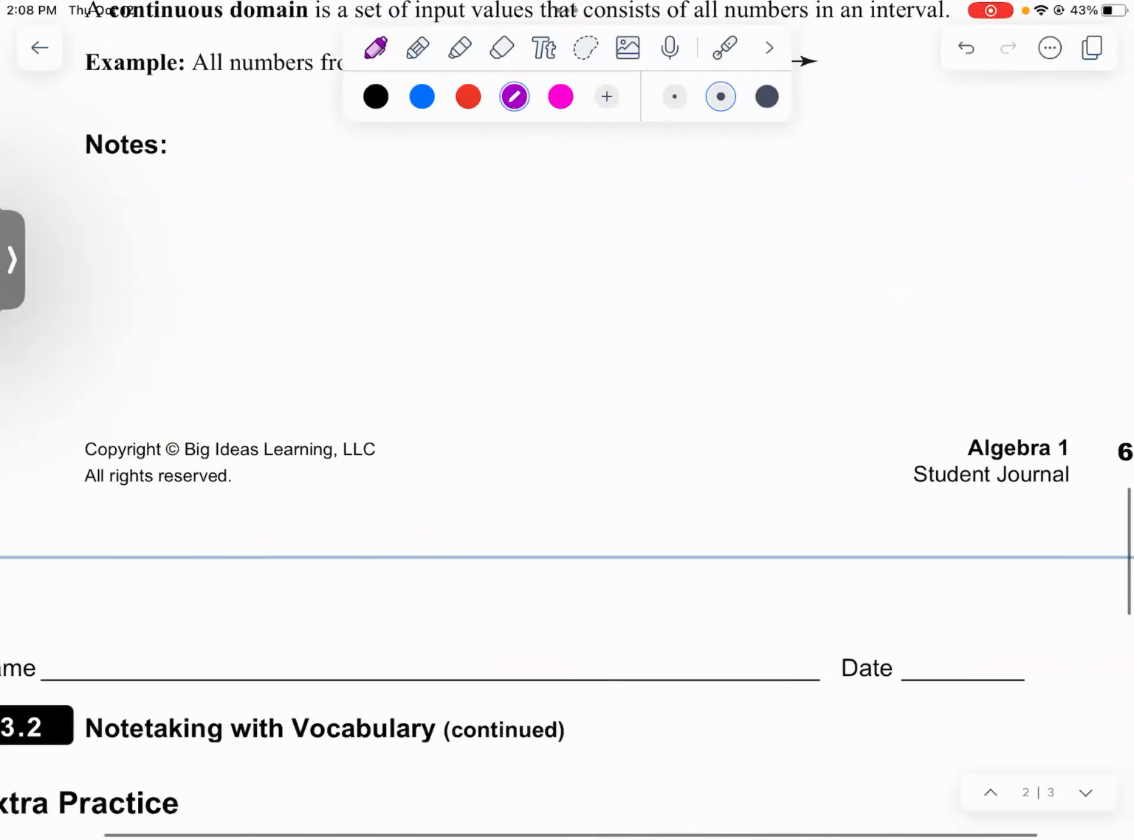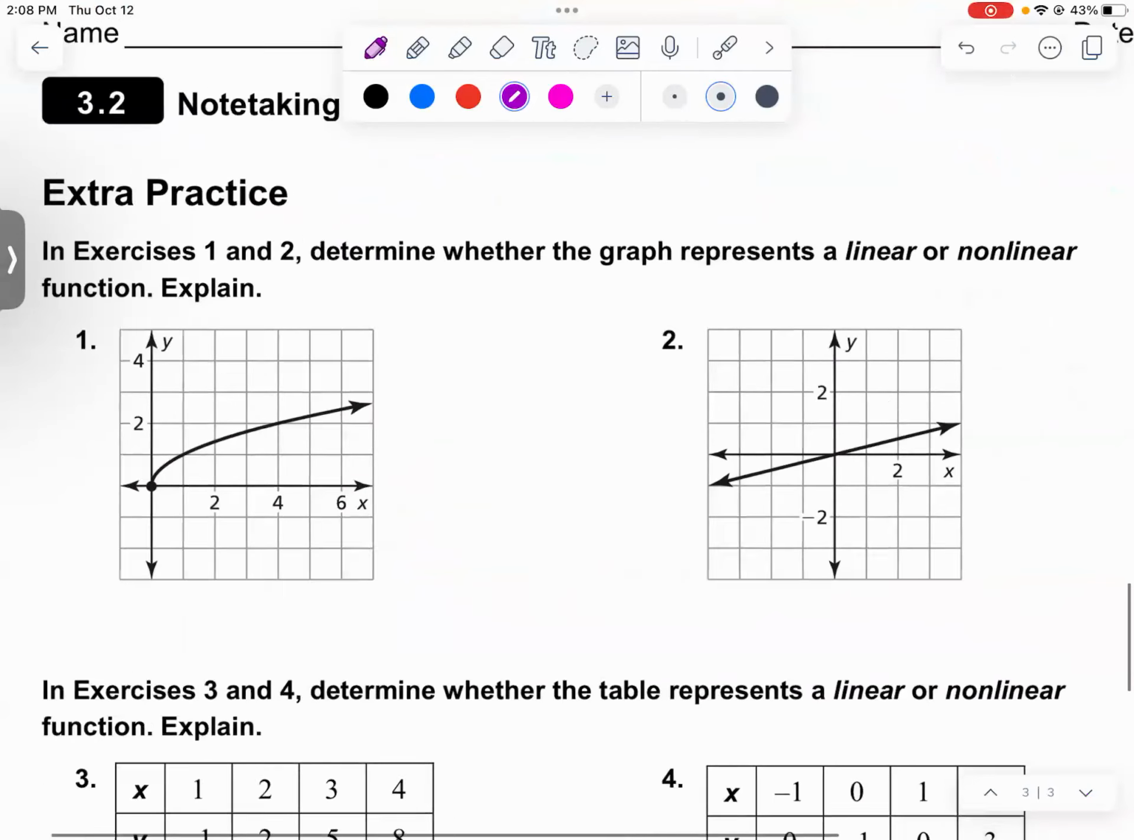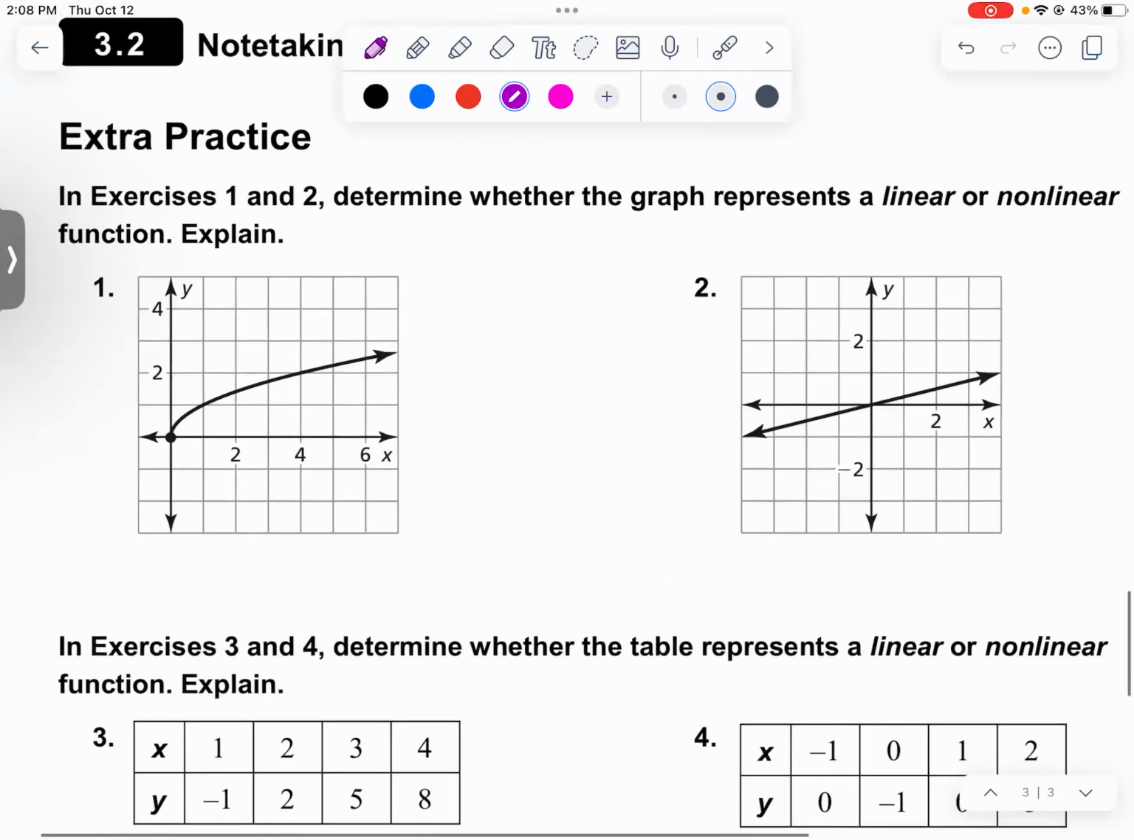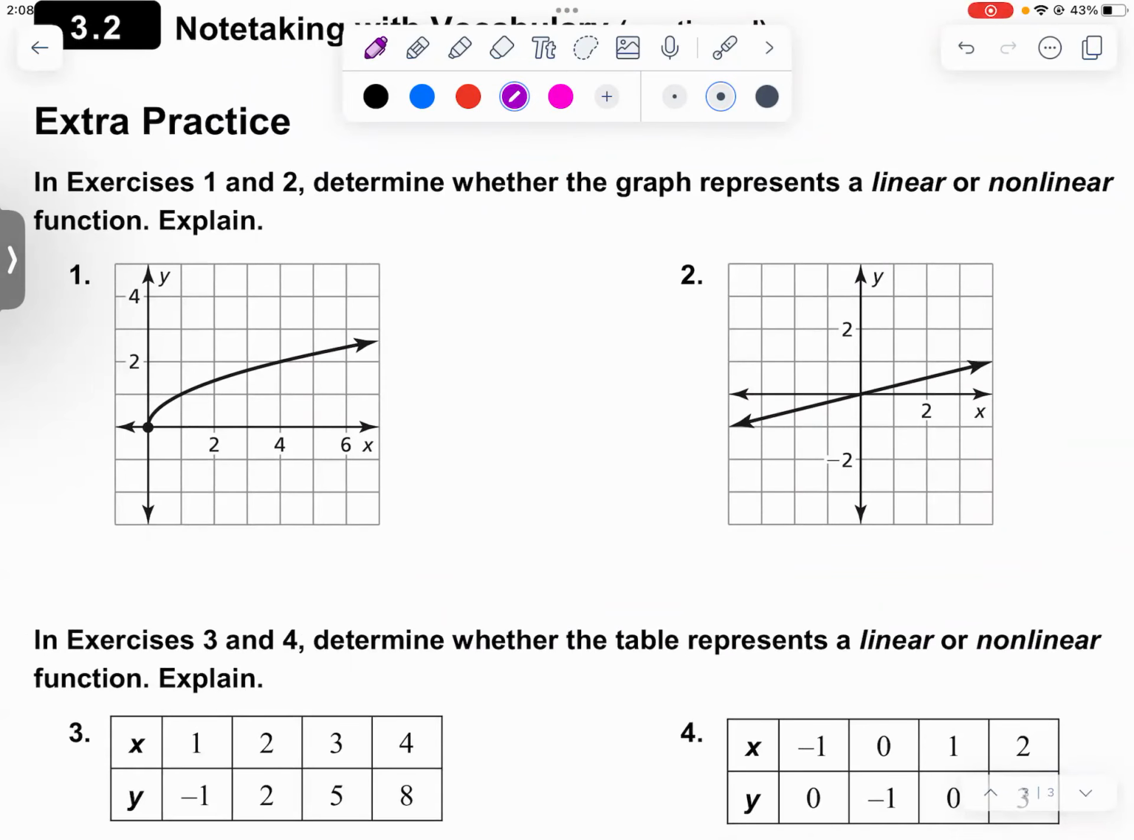Okay, now I want you to turn the page and I want you and your partner to decide if number 1 and number 2 are linear or non-linear. What do we know? Number 1. Turn the page and do number 1 and 2 with Allison.